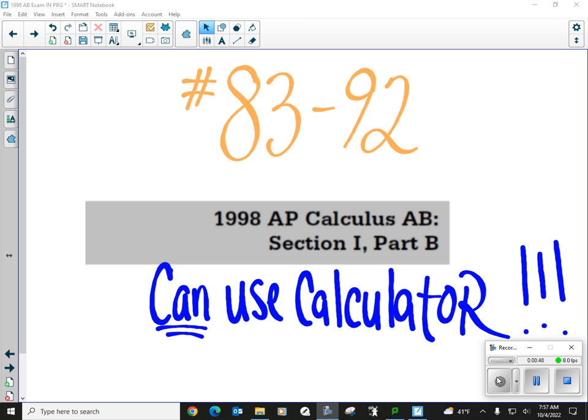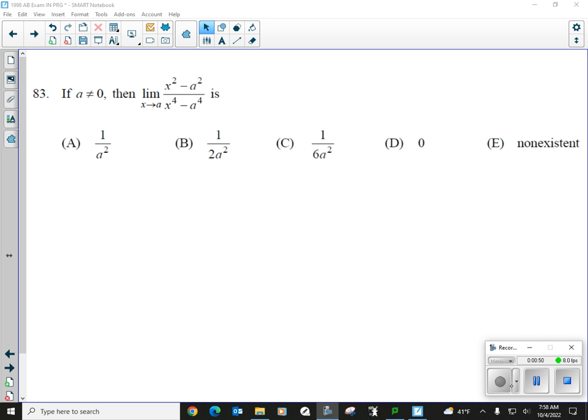All right, let's start. 83 says, if a cannot equal 0, then the limit as x approaches a of x squared minus a squared over x to the fourth minus a to the fourth is.